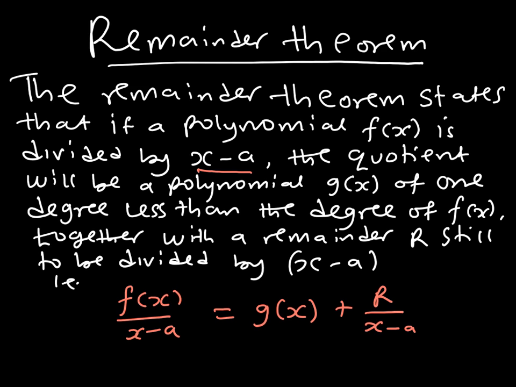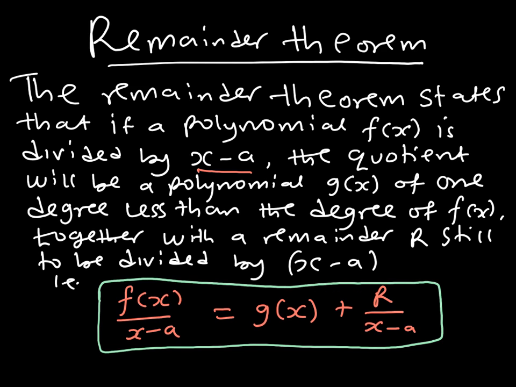And this is what we call the remainder theorem. Get a polynomial f of x, divide that polynomial by x minus a, you'll get another polynomial which is g of x, that's the quotient, and there'll be a remainder r to be divided by x minus a. So that is what we call the remainder theorem. So we can change this. We have to multiply through by x minus a, and we have it in this form.